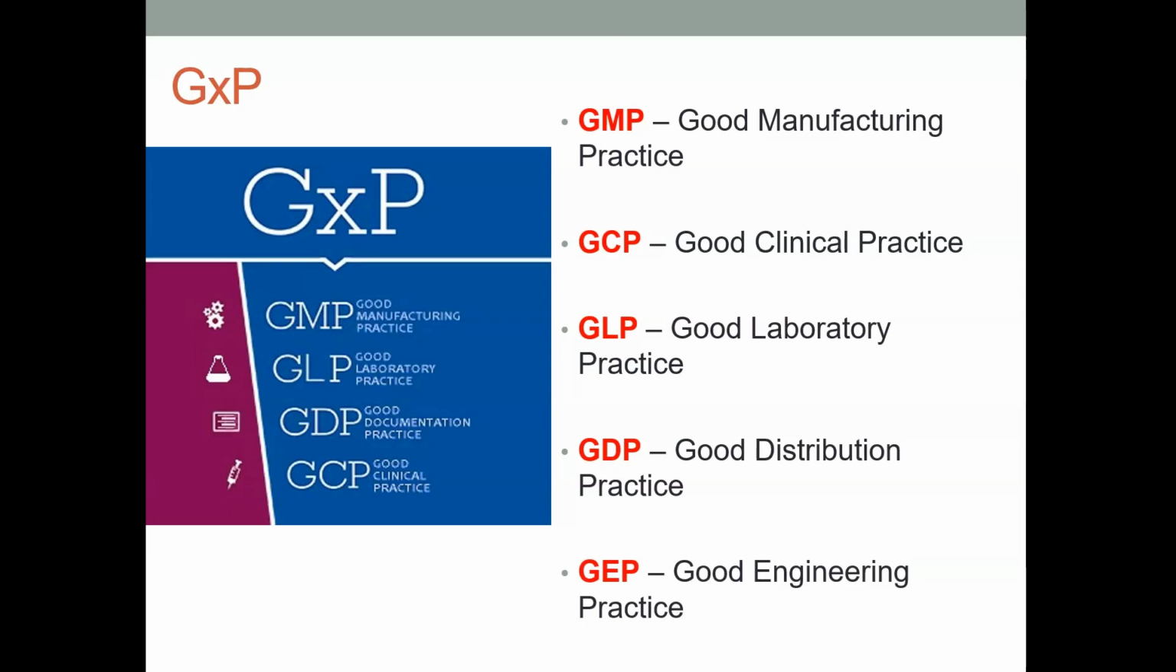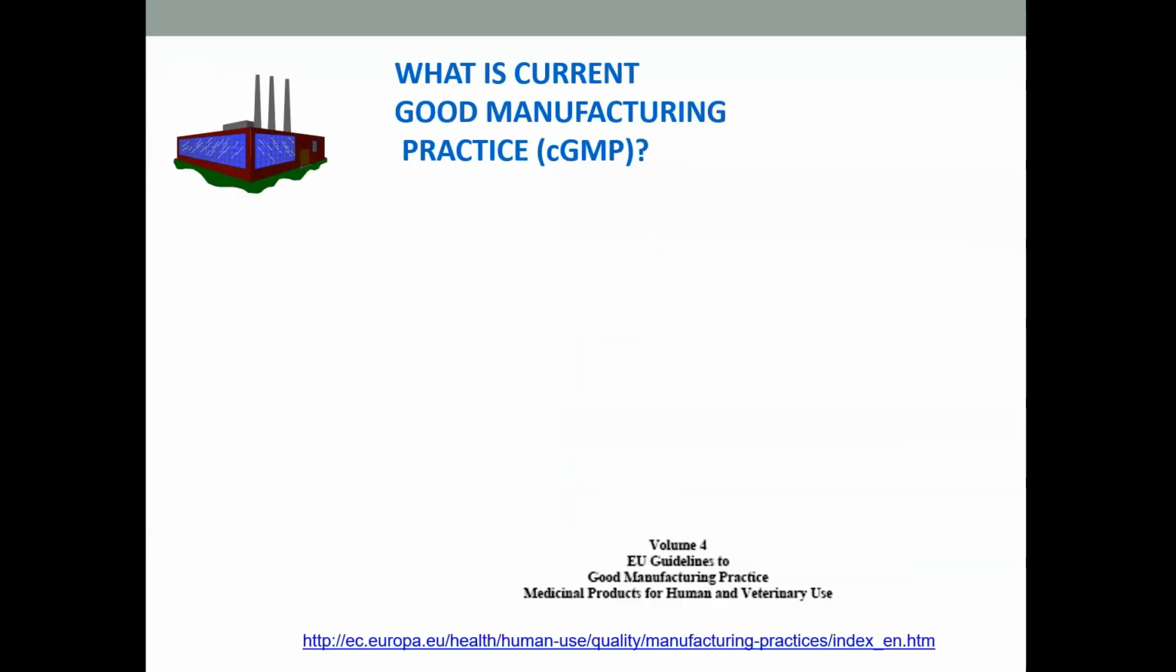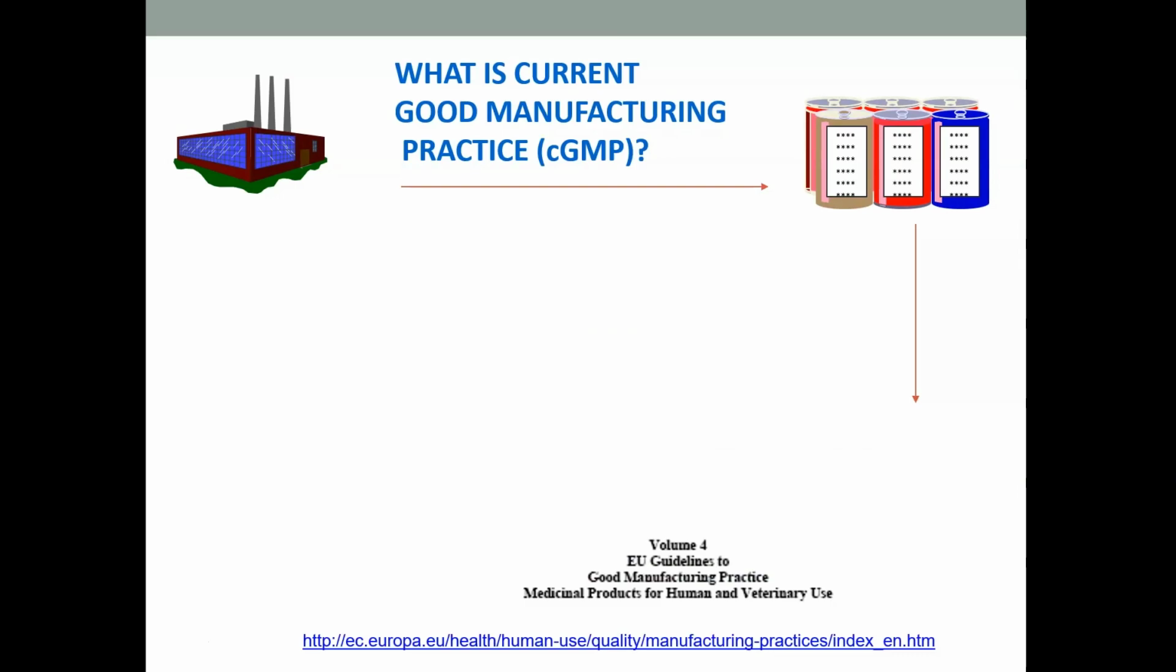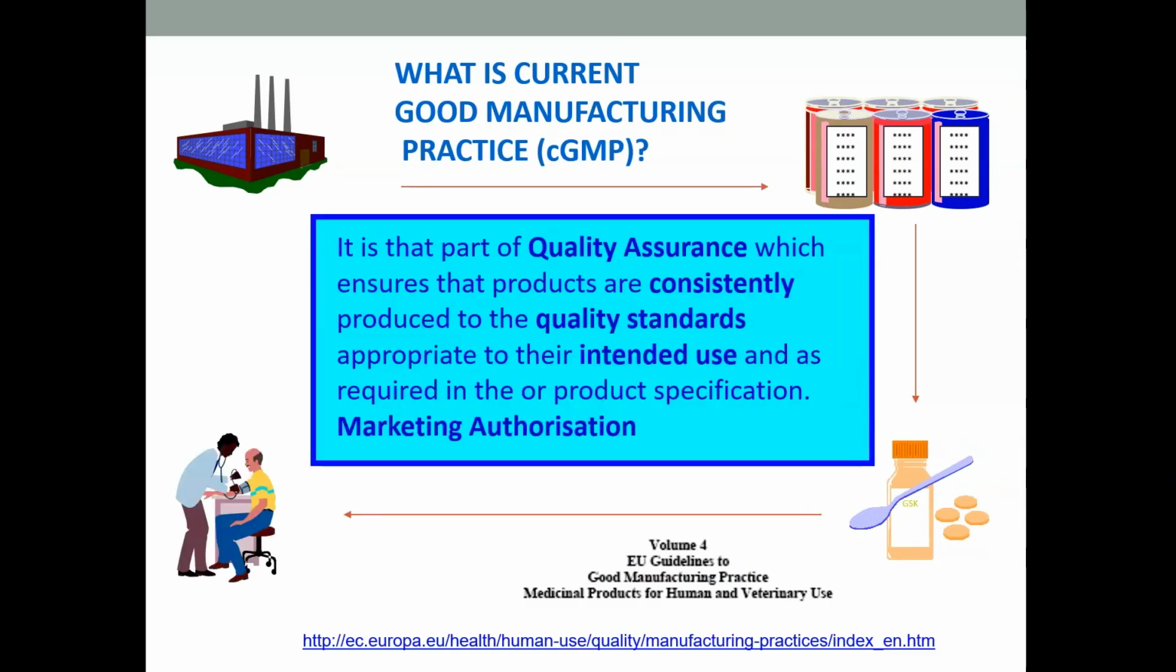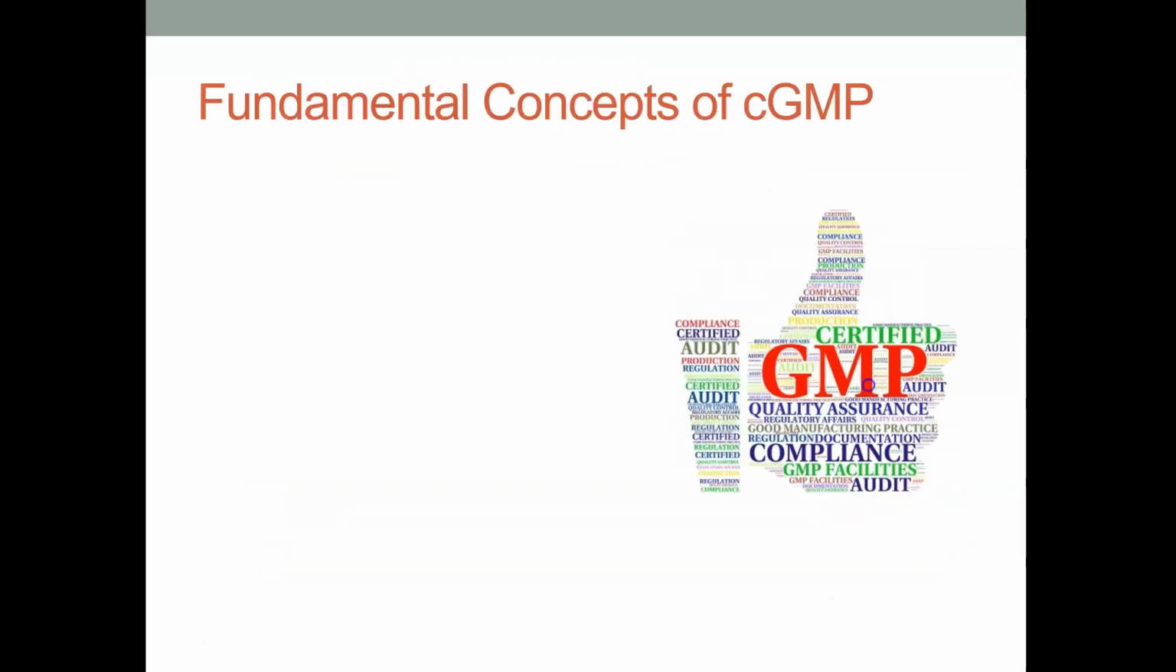GEP, good engineering practices. What is current good manufacturing practices, or CGMP? It's the part of quality assurance which ensures that products are consistently produced to the quality standards appropriate for their intended use and as required in the product specification or in the marketing authorization. So that is coming from the Volume 4 EU Guidelines on Good Manufacturing Practices. The fundamental concepts of GMP.